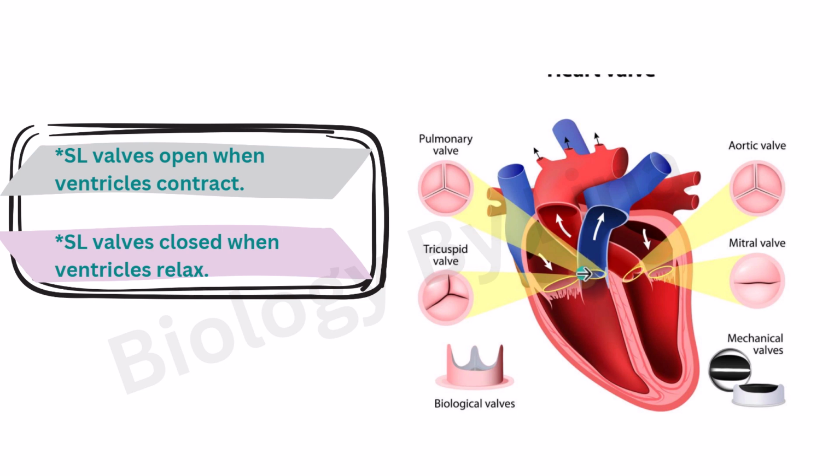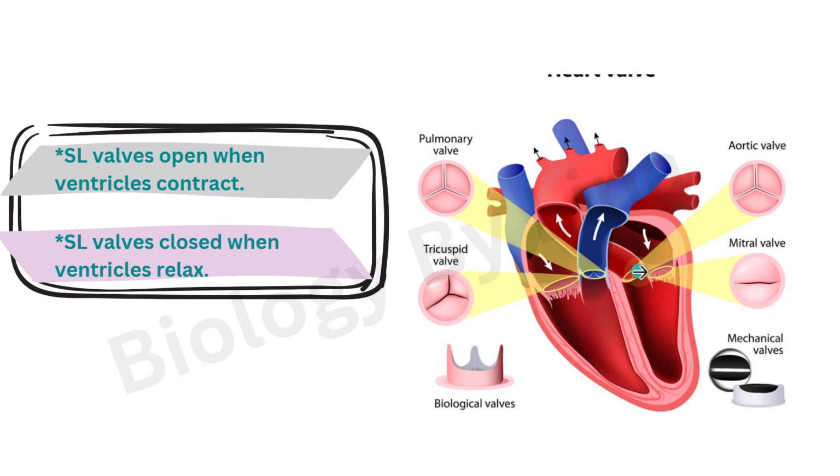Let's start with the pulmonary valve. It's a type of SL valve, located between the right ventricle and the pulmonary artery. And its function is to prevent the flowing back of the deoxygenated blood from the pulmonary artery to the ventricle when the valve is closed. And it is closed when the ventricle relaxes.